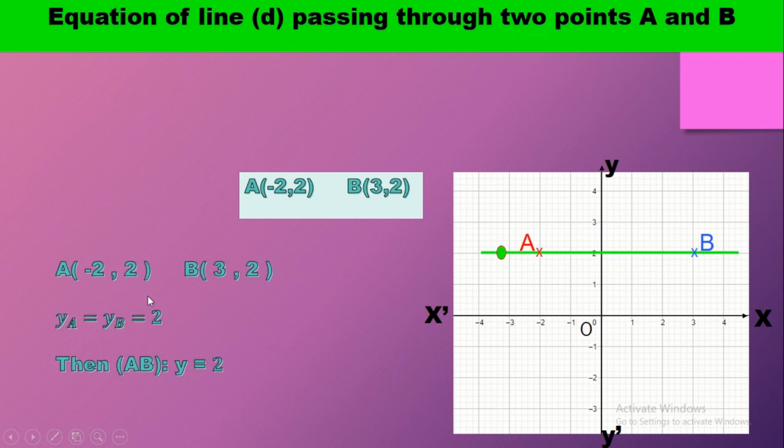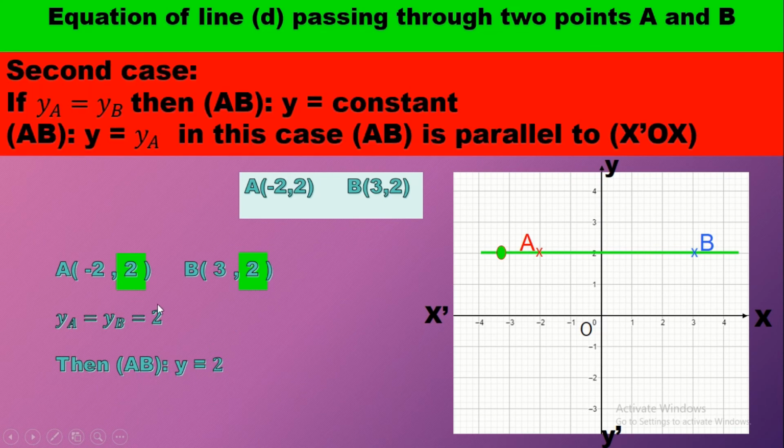Now we can say that YA equals YB equals 2, then the straight line AB has an equation y equal 2, which is YA or YB. You can use any one of them. So the second rule, if YA equals YB, you can say directly y is constant. This is the equation of AB. This constant is determined from A or B. In this case, we have the straight line AB is parallel to x prime or x. Finally, this is a very important case.